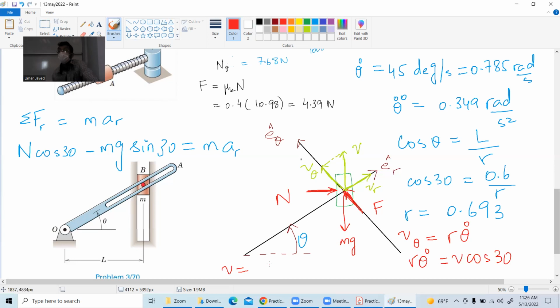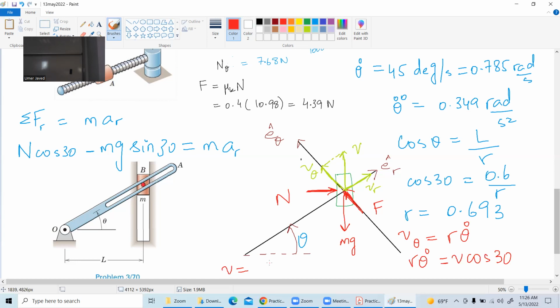Why are you finding V? Why are we finding V? Well, we have to find V because we want to find R dot. Radius per second, I did convert it. Theta dot is 0.785 up there on the top.